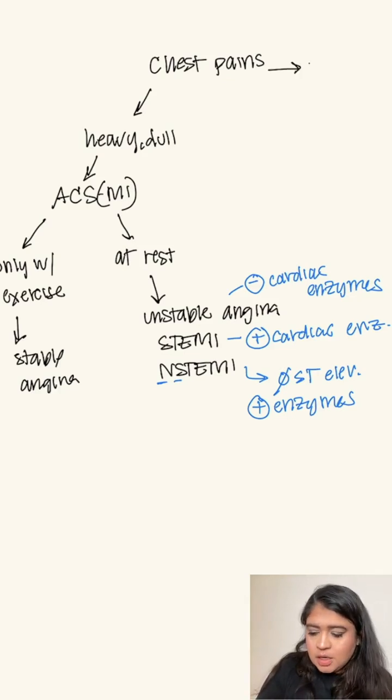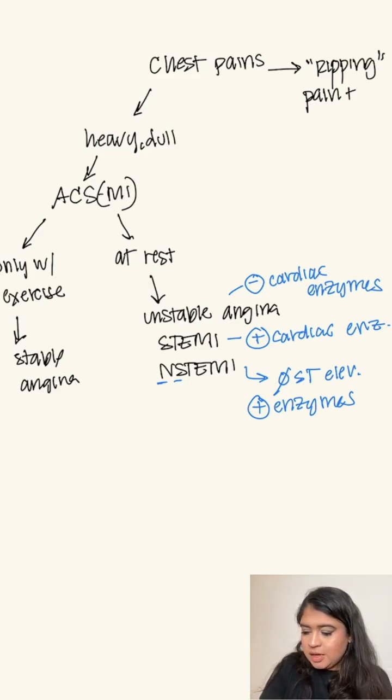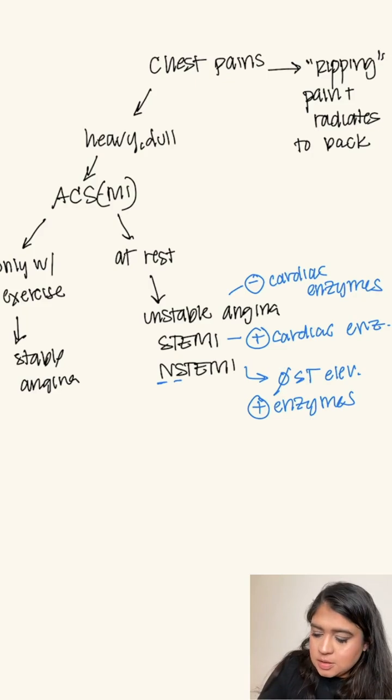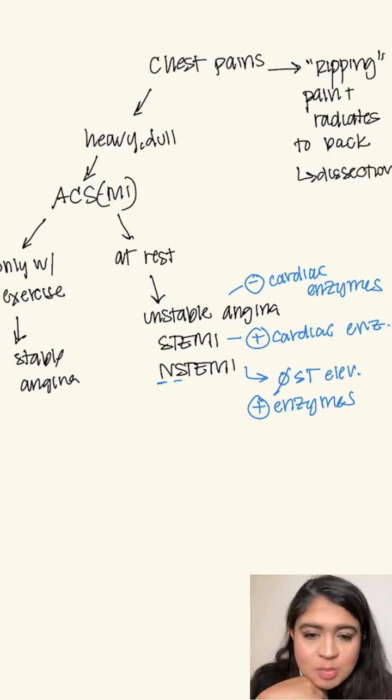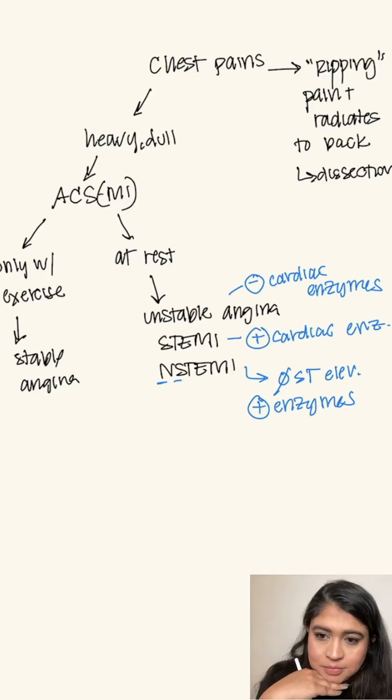The adjective they like to use is ripping, tearing chest pain that radiates to the back, or to the back near the scapulae. They'll talk about dissection. Aortic dissection is going to be more of a sharper, ripping, tearing chest pain, not dull.